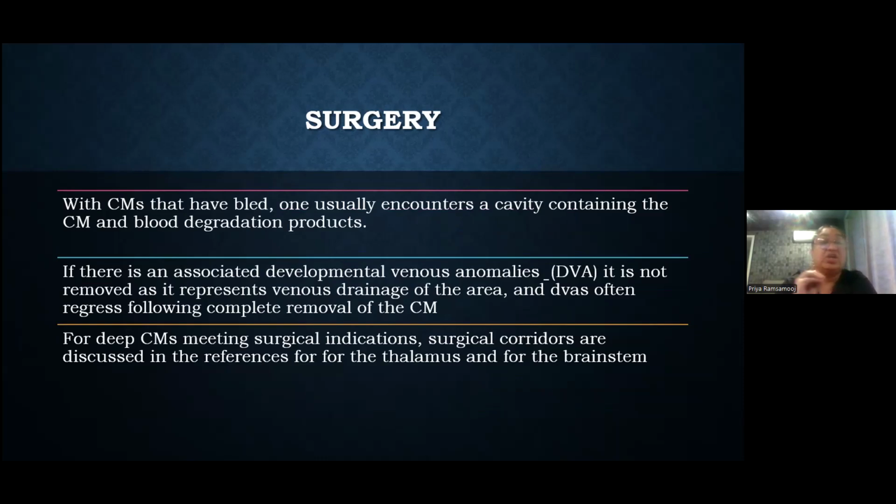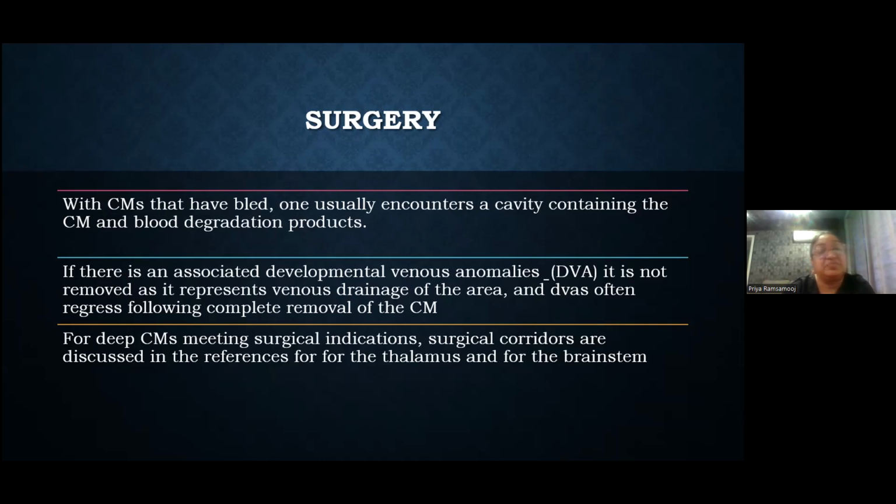And like I said, you always have to be aware of whether or not you're going to bounce up onto a developmental venous anomaly, which we would have discussed in length last class. But they did say that it does represent a venous area of the brain like we know, but they tend to regress. So even if you meet the DVA, you don't necessarily have to go after it because it would regress once you completely remove the cavernous malformation.